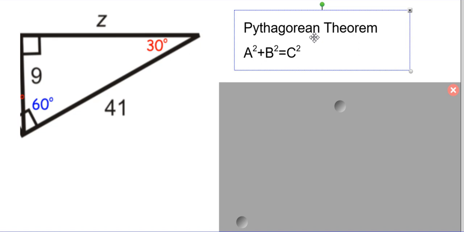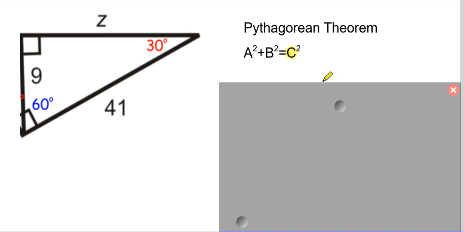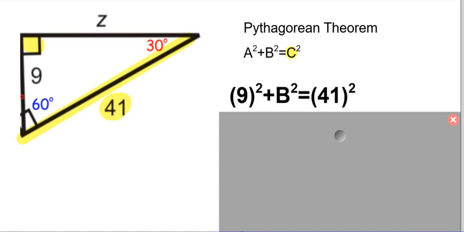The only thing that matters in terms of where you put it is c. C has to be across from the right angle, the hypotenuse. So the only thing we care about is that 41 has to be in the c position, right? This could be an appropriate setup for that. The b value in this case is just our z value, and then of course we have our 9 as one of our side lengths. So we have a squared plus b squared equals c squared, where c squared is going to be 41 squared. Now remember, these are squares, not times 2, so 9 times 9 is 81. 41 squared is 1681. We just have to solve for z, so let's subtract 81 on both sides.